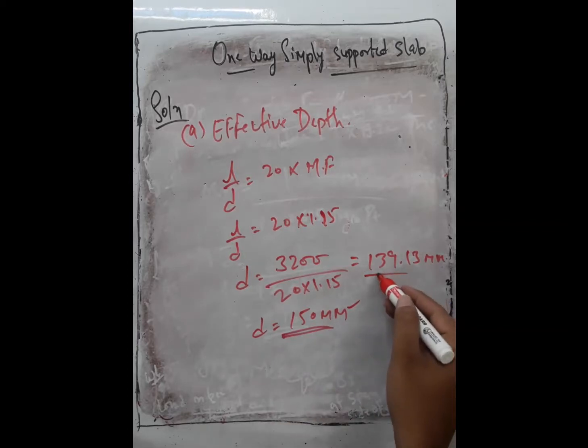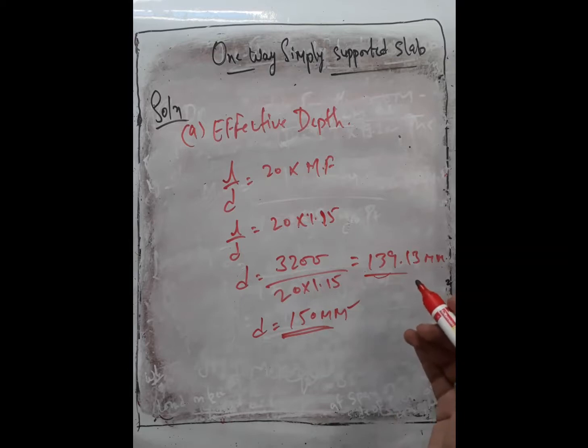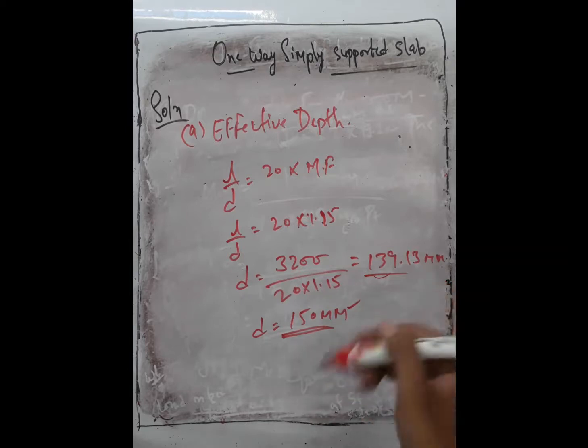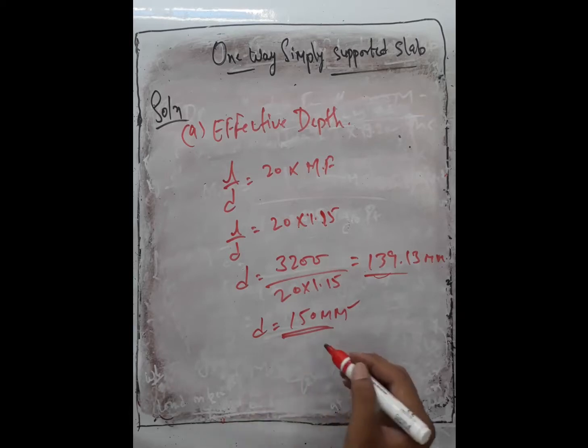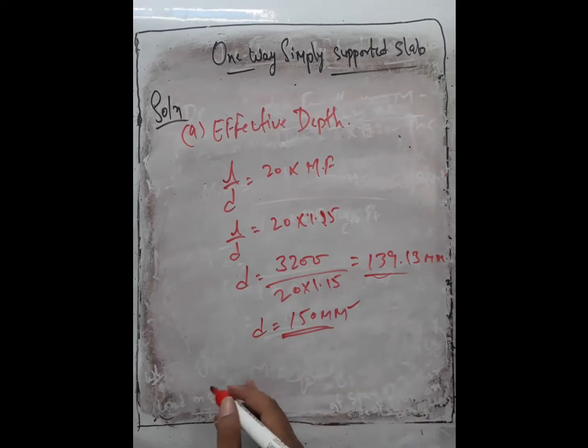Otherwise, after solving this equation, you get big values and you cannot calculate them easily. For that you would require a calculator, but that value you can also calculate manually. So here our small d is equal to 150.